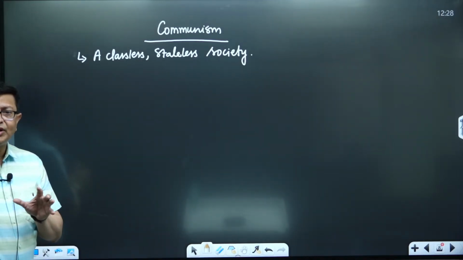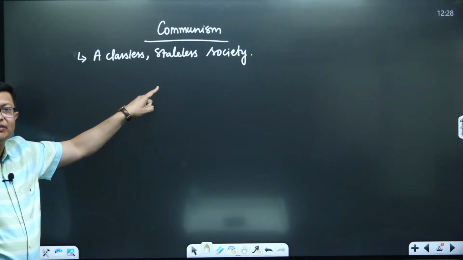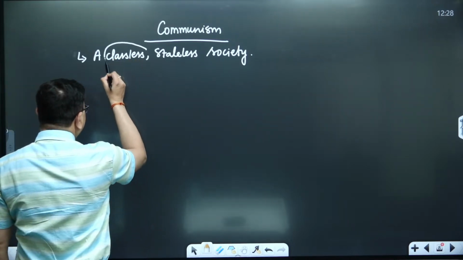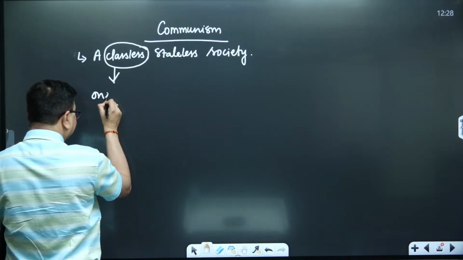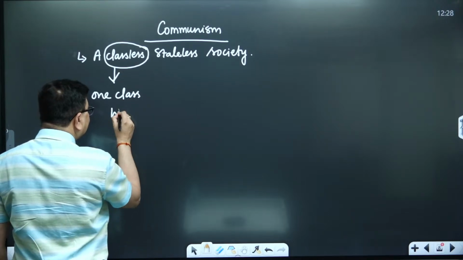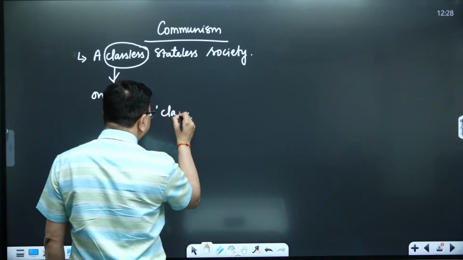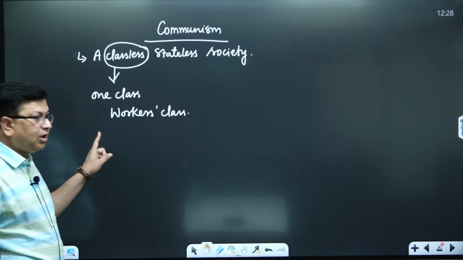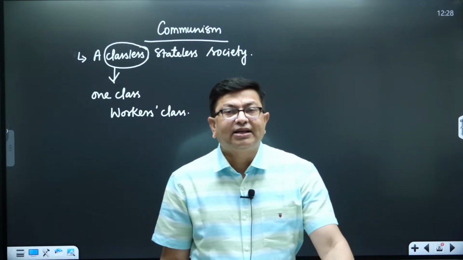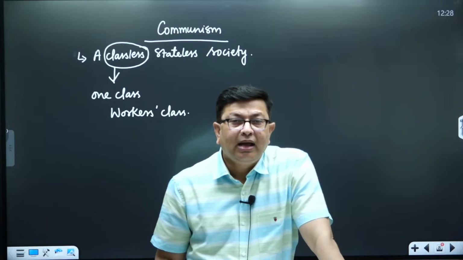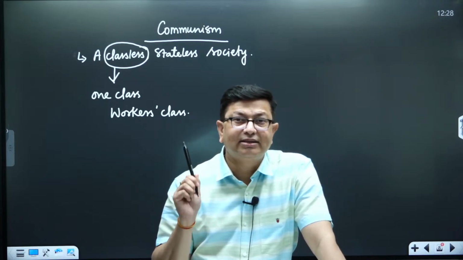Now, here comes another question from the prelims point of view: a classless society according to Karl Marx meant the prevalence of only one class, that is the workers' class. So in the MCQs, if such questions are there, asking which of the following is correct regarding a classless society, the correct option will be the presence of only one class, that is the workers' class.